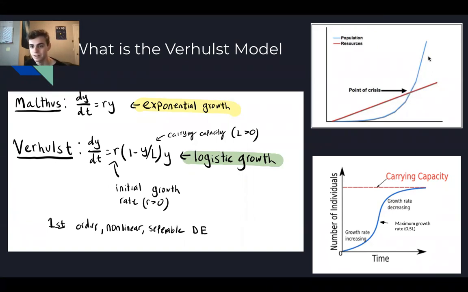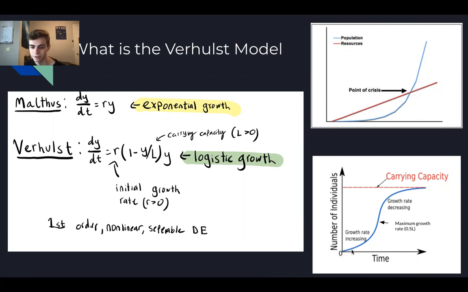When the population exceeds the resources, the population will actually decline, but the Malthus model does not represent this. So the Verhulst model does represent this. And as you can see here on the graph, this is the Verhulst model graph. It's the number of individuals and the time.